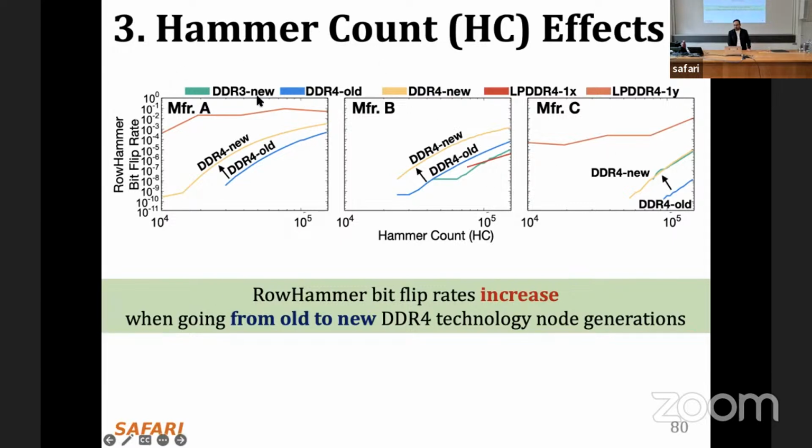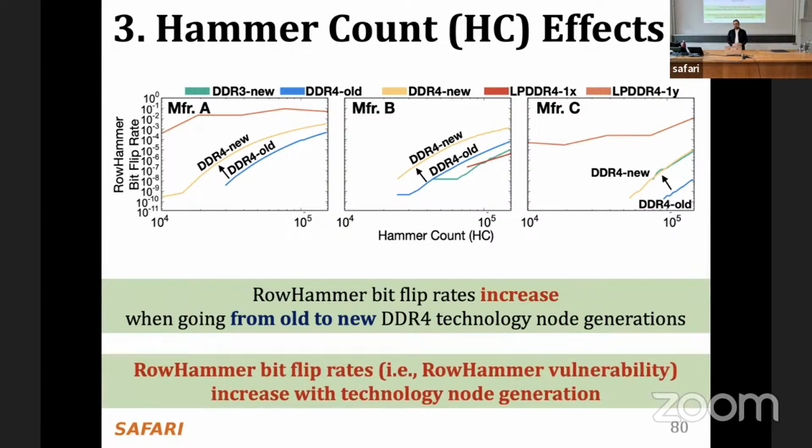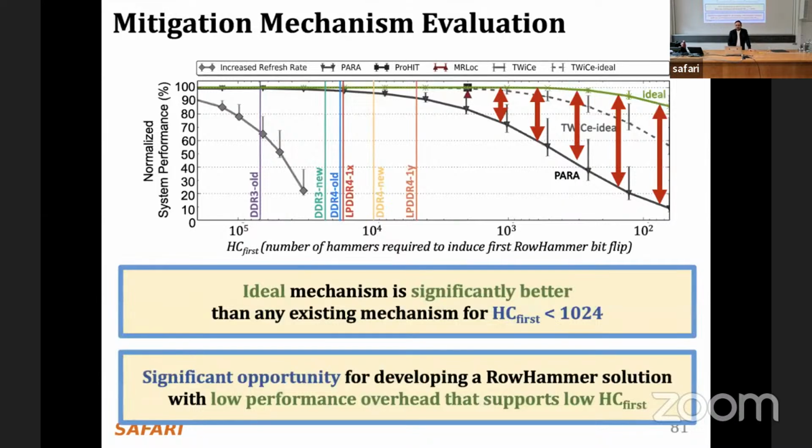And it's true across all these different standards. And RowHammer bit flip rates increase with technology node generation. Here's another key result or takeaway from this paper.